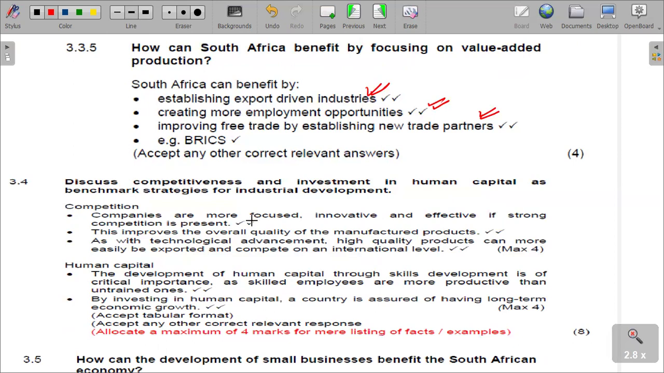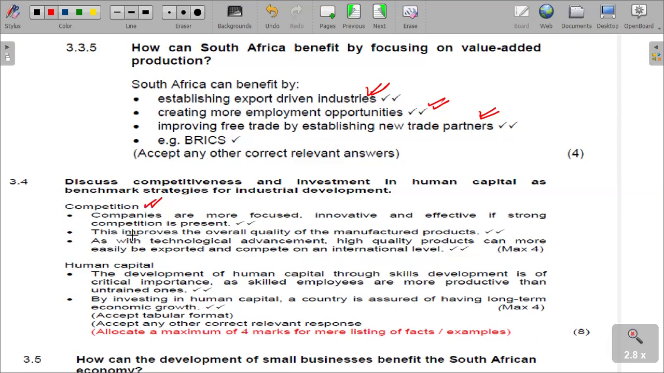Discuss competitiveness and investment in human capital as benchmark strategies for industrial development. How can competitiveness and investment in human capital be used as a reference, a benchmark, or a measurement for strategies for industrial development? One, there is competition. Companies are more focused, innovative, and effective if competition is present. That is one point there.